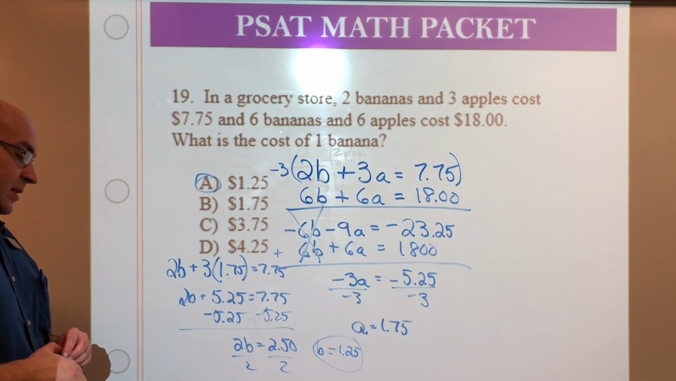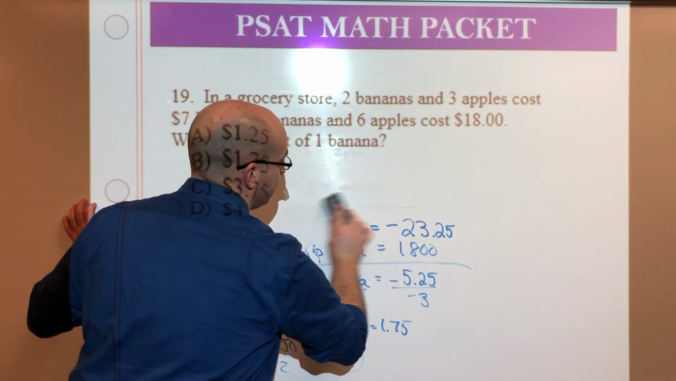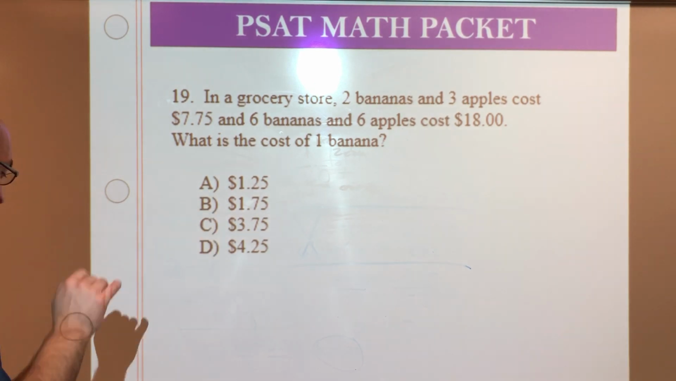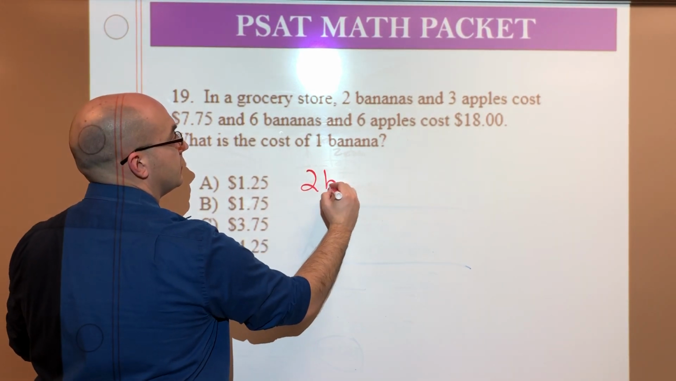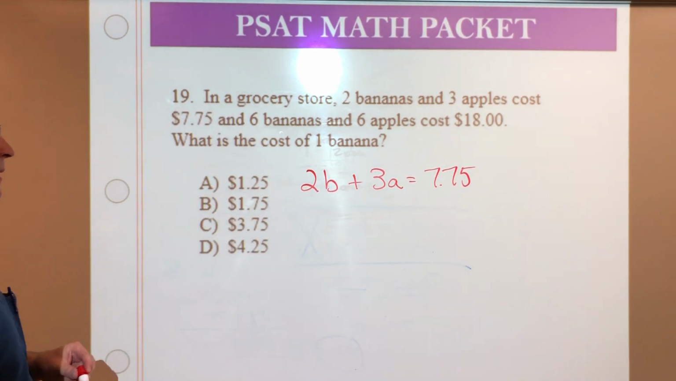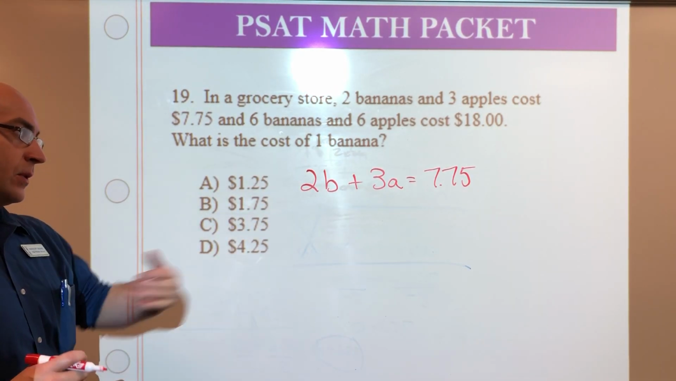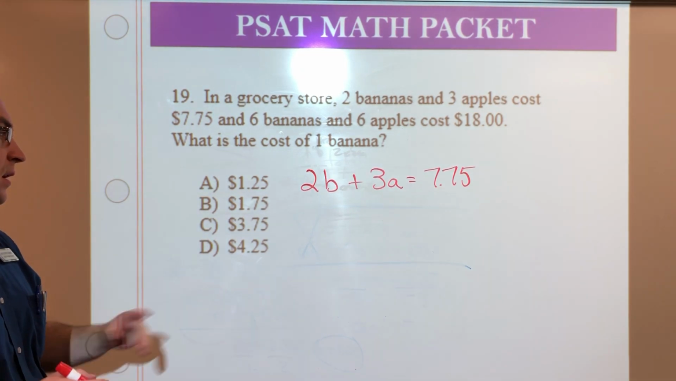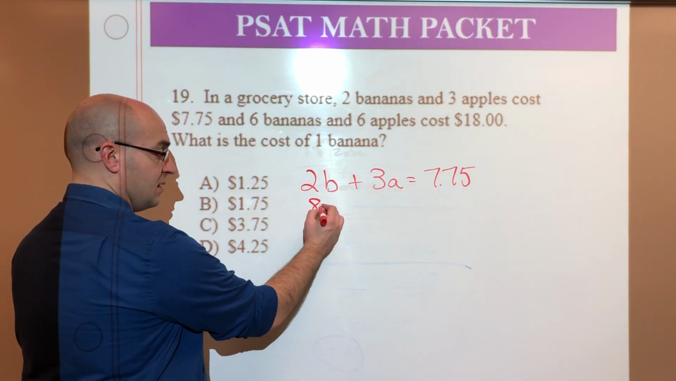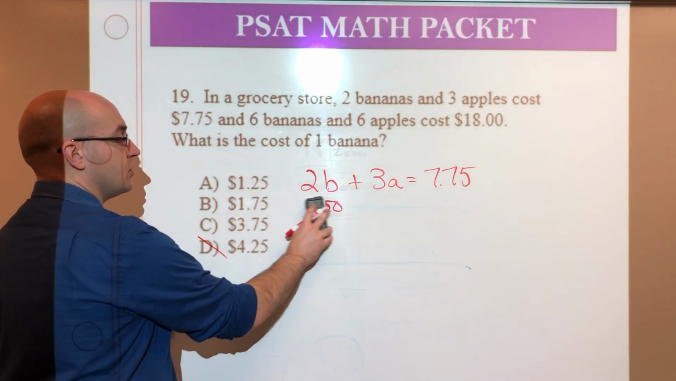There is another way to do this, and it's kind of the long way. Our answer choices can help us here. If I had the equation 2 bananas and 3 apples, and I know that's $7.75, 1 banana can't be $4.25, right? Because if 1 banana is $4.25, 2 of them is $8.50, which is more than the total cost. So I know that D cannot work. So use your answer choices to help you.